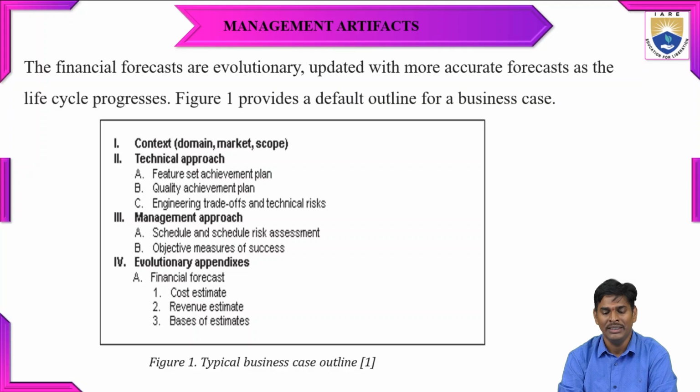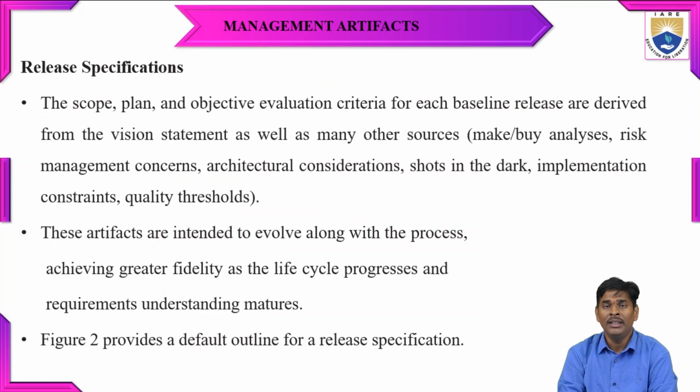So based upon that, they're going to identify the financial forecast for the evaluationary. So like this, in the management graphs, they are going to check what the impact of this project is, whether it is going to be beneficial for the organization or not. And also the ultimate goal is they need to improve or provide more quality for each and every phase. Next one is release specifications.